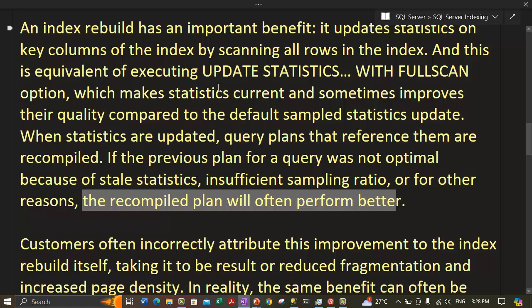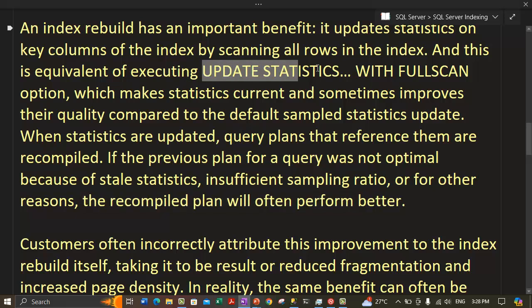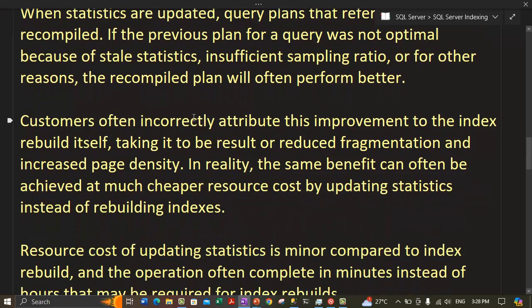All right, so there are benefits in updating the statistics on a column, and the rebuild process also updates the statistics on the key column, which can otherwise be updated separately as well. The benefit of updating the statistics on a column is improved query performance, as queries will refer to the updated statistics instead of the stale statistics or insufficient sampling ratio, etc.